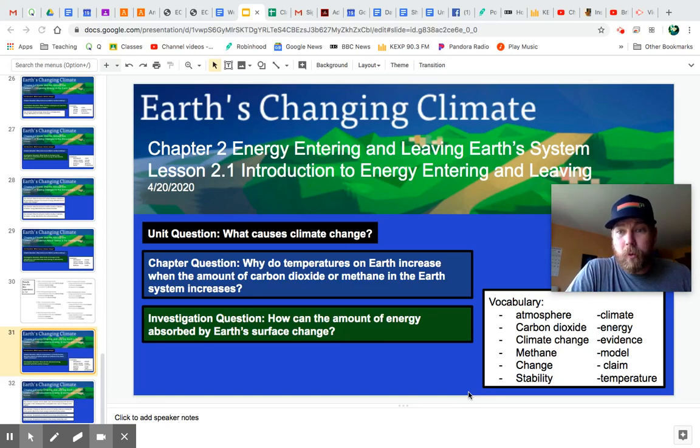Lesson 2.1. We are now in chapter 2, and we are exploring this chapter question down here. Why do temperatures on Earth increase when the amount of carbon dioxide or methane in the Earth system increases?